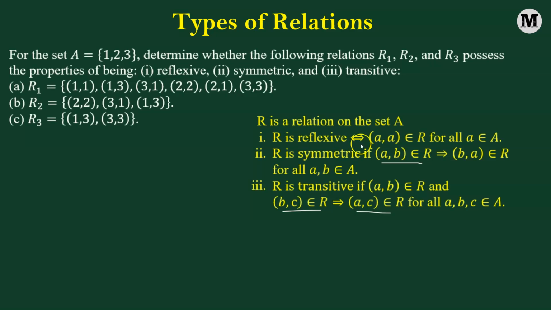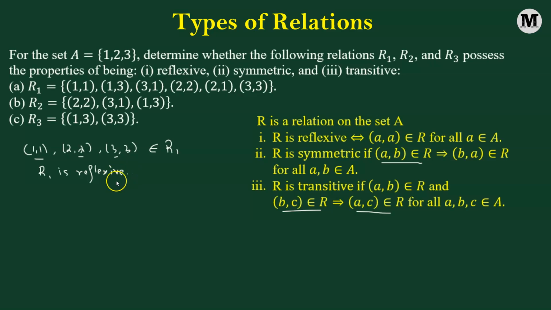So reflexivity demands that for all values of a picked up from the set A, the ordered pair (a, a) belongs to the relation. So here in our case, A contains the elements 1, 2, 3. That means the ordered pairs (1, 1), (2, 2) and (3, 3) must be present in the relation to make it a reflexive relation. Now, if we look at relation R1, here we have (1, 1). So that's fine. We have (2, 2) and we have (3, 3). So that means all three ordered pairs are present in the relation R1. So here we can say that R1 is a reflexive relation.